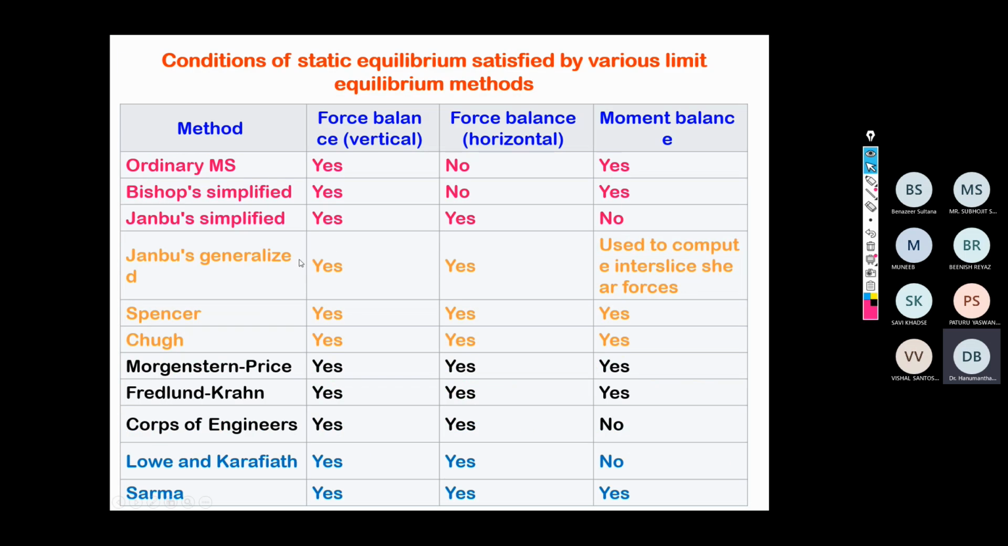Then this is another summary about what kind of force equilibrium equations they have considered. For example, the ordinary method of slices: vertical force balance, yes, but horizontal force balance, no. Moment balance, yes. Bishop's method: vertical balance, yes. Horizontal balance, no. Moment balance, yes. Janbu's method, he has considered only vertical and horizontal forces, but no moment. Here we can see the complete summary about the different equilibrium equations and different failure surfaces considered by different people.